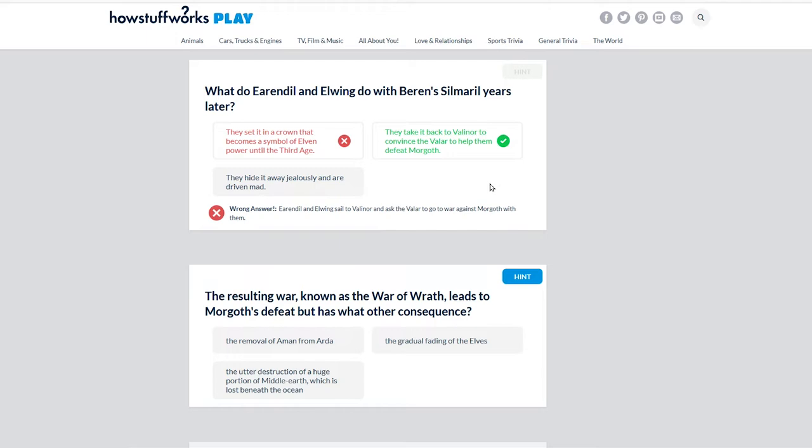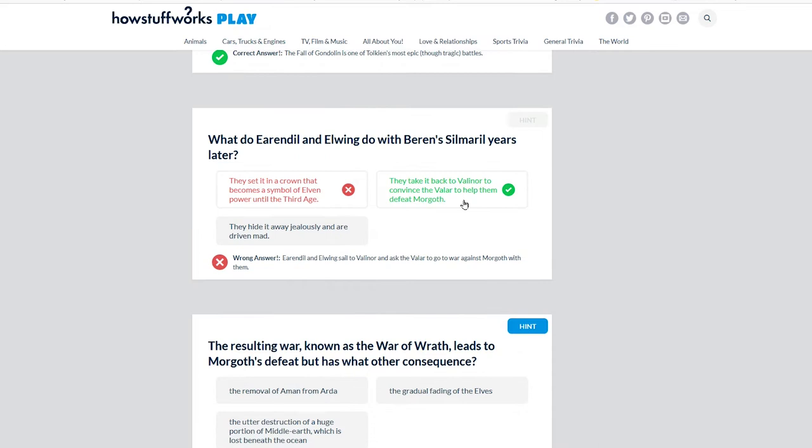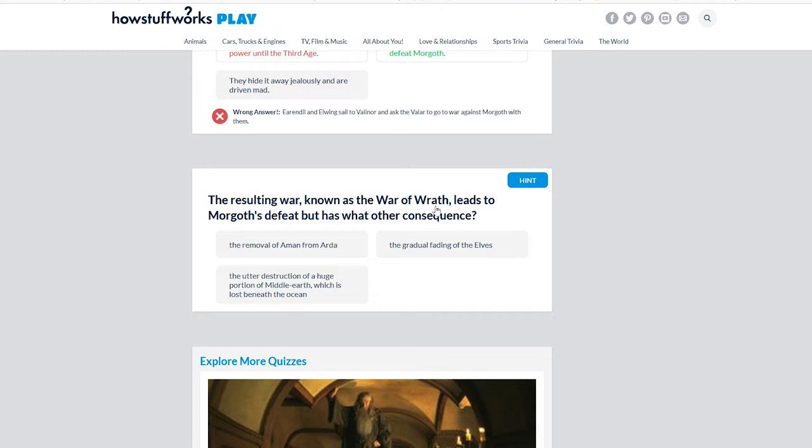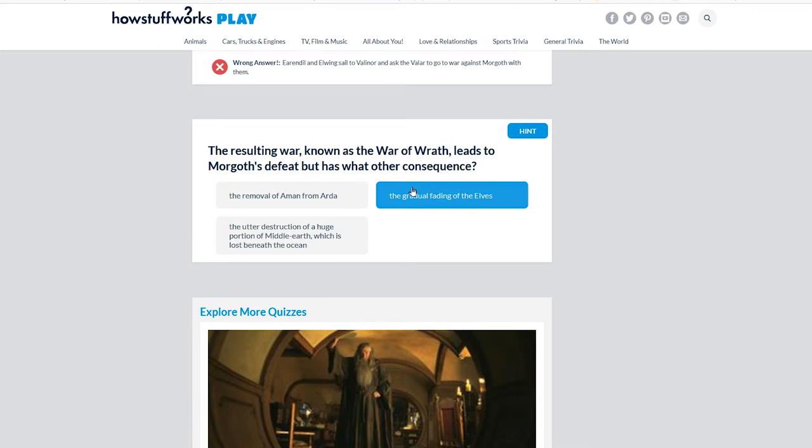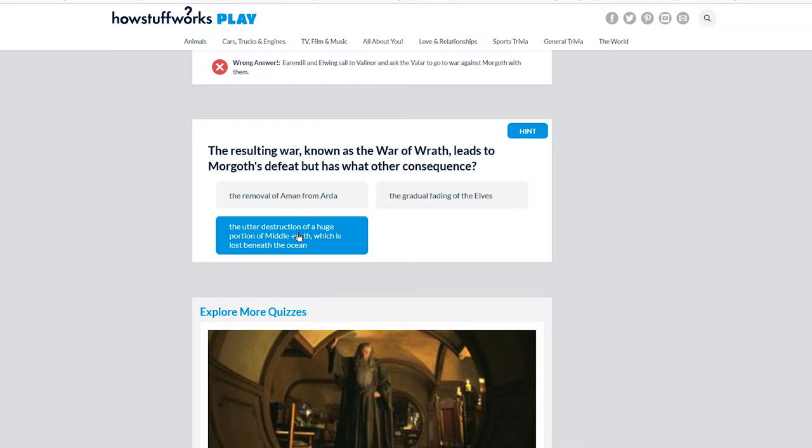Oh, and it's the second to last. Wow. The resulting war, known as the War of Wrath, leads to Morgoth's defeat, but has what other consequence? The removal of a man from Arda, the gradual fading of the elves, the utter destruction of a huge portion of the Middle-earth, which is lost beneath the ocean. It's the third one, and it's Beleriand, the part that disappears, I'm pretty sure.